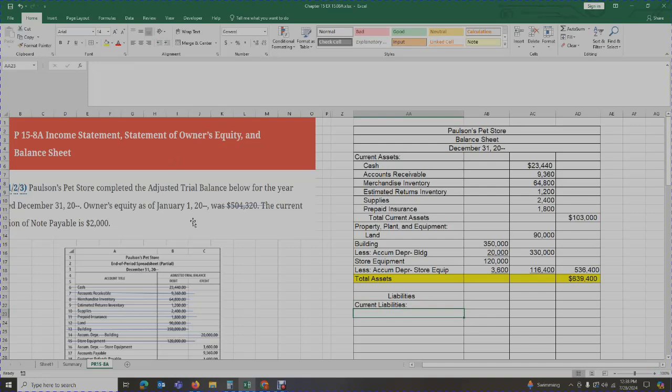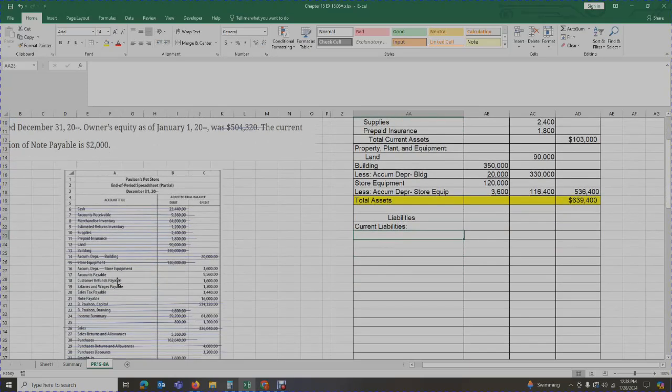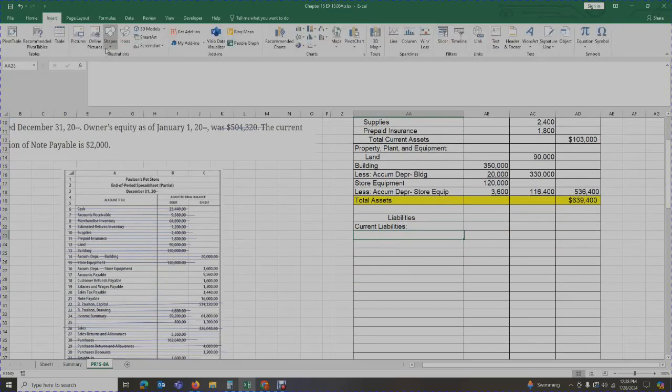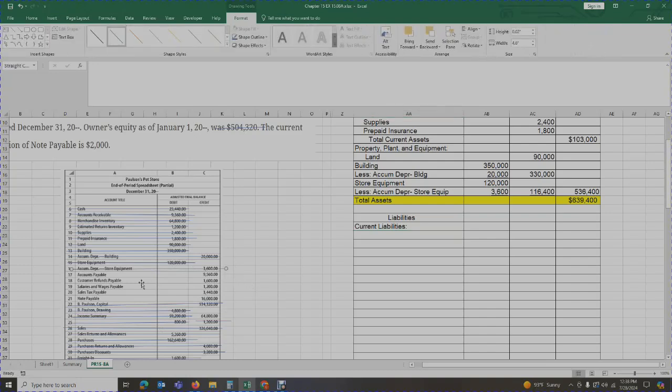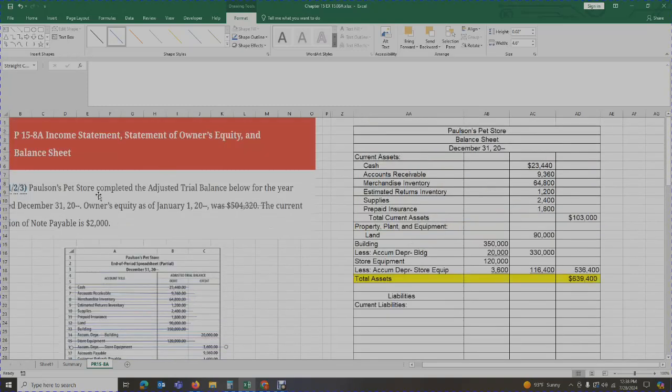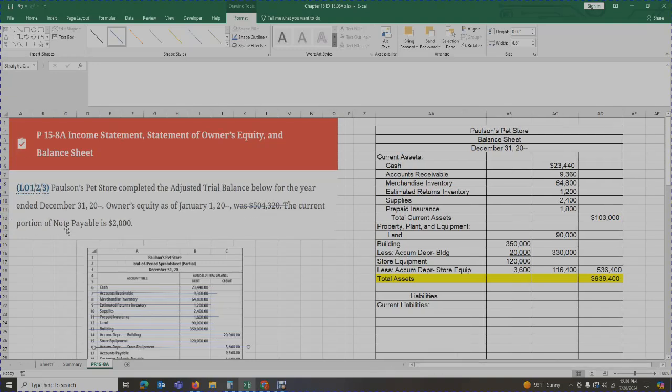Okay, so let's look at our liability section, and let me first mark this off, that way I don't forget. Let's mark off the accumulated depreciation for the store equipment. There we go. Now we start off with line number 17. That is your liability section. Let's start off with what they give us on top. It says the current portion of notes payable is $2,000.